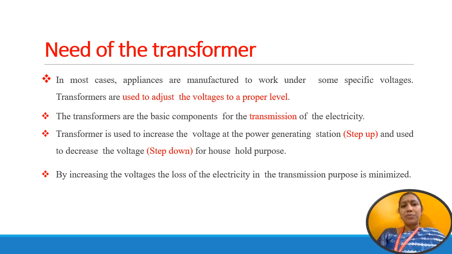Today we are discussing a transformer. First of all, what is the need of a transformer? In most cases, appliances are manufactured to work under some specific voltages. Transformers are used to adjust the voltages to a proper level. Transformers are a basic component of the transmission of electricity. A transformer is used to increase the voltage at the power generating station and to decrease the voltage for household purposes. By increasing the voltage, the loss of electricity in transmission is minimized.